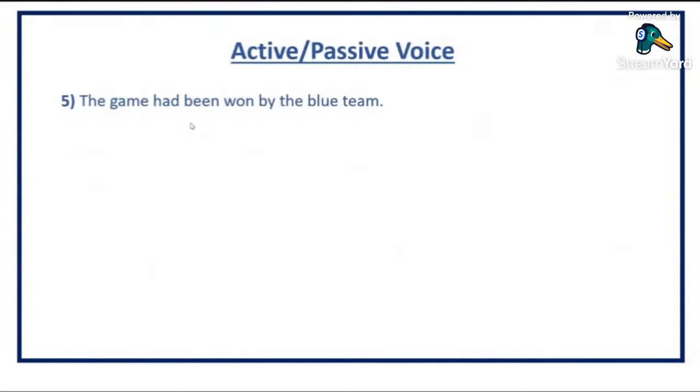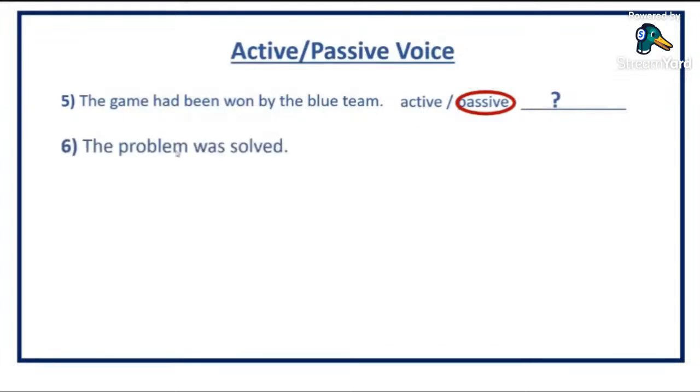Number 5. The game had been won by the blue team. Active, passive. It's passive. And we have here the doer, question mark. Number 6. The problem was solved. Active, passive. It's passive. And it's who solved the problem.